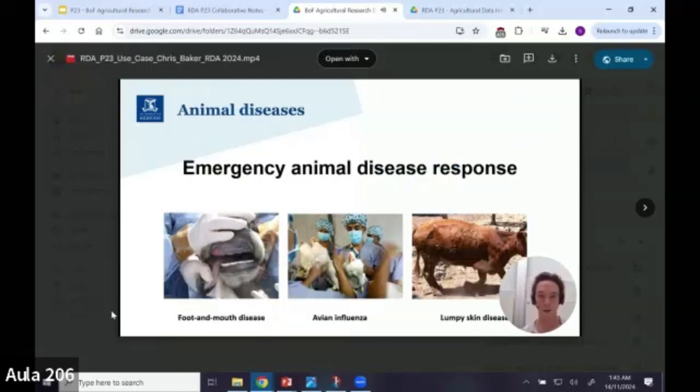Before we get into what response means in this case, we do need to start with what an emergency animal disease outbreak is and what that means for Australia. I've got up on the screen 3 examples of emergency animal diseases: foot and mouth disease, avian influenza, and lumpy skin disease. These are just 3 of 66 nationally listed diseases, detection of any of which would cause an immediate response. And each of these has really significant impacts on our agricultural industries.